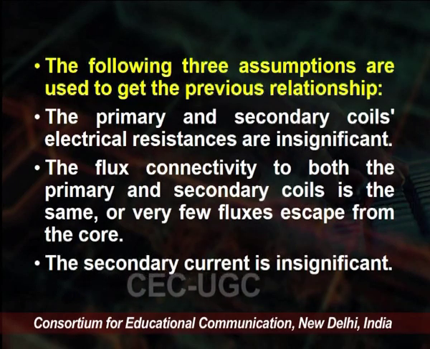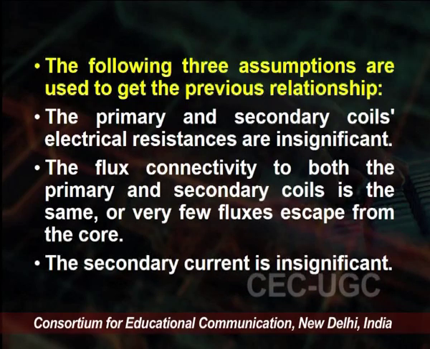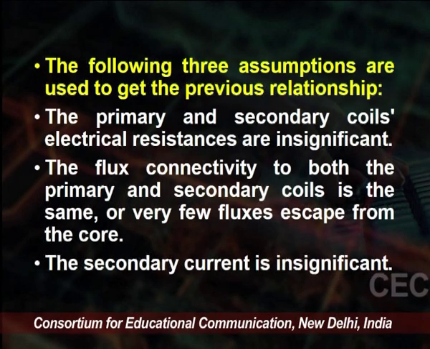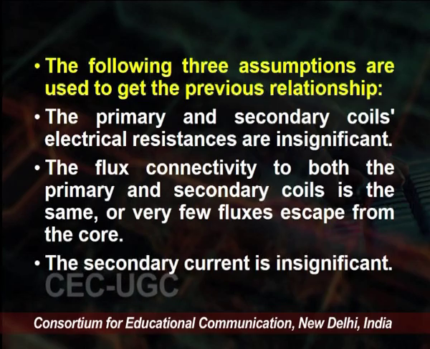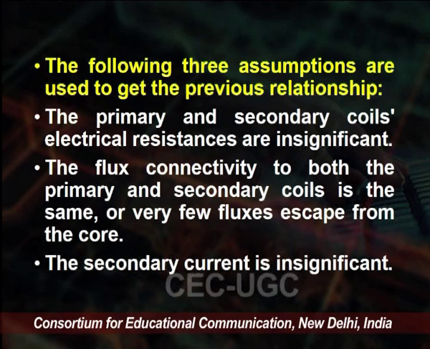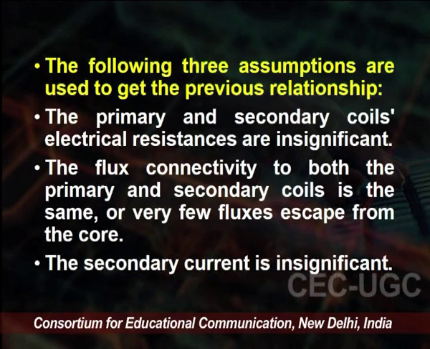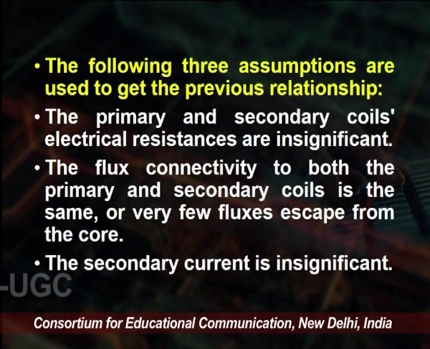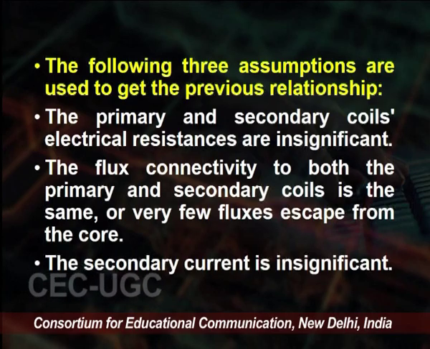Following are the three assumptions used to get the previous relations. The primary and secondary coil electrical resistances are insignificant, the flux linking both the primary and secondary coils is the same, or very little flux escapes from the core.